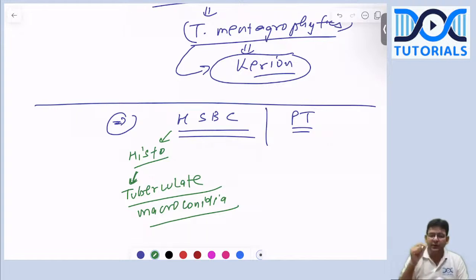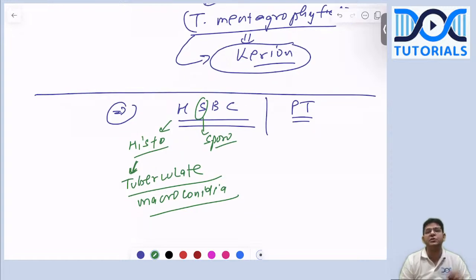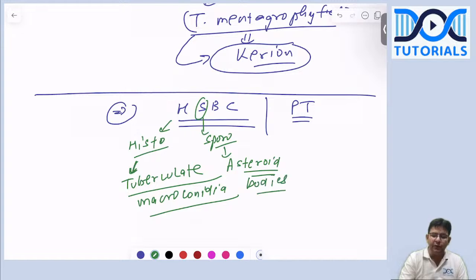In that, what do you observe? Narrow based budding of yeast cells. Then comes sporotrichosis. Sporotrichosis is rose gardener's disease. In this, asteroid bodies are seen. It has lymphocutaneous spread, with which type of pattern? Sporotrichoid pattern. Drug of choice for sporotrichosis is itraconazole.